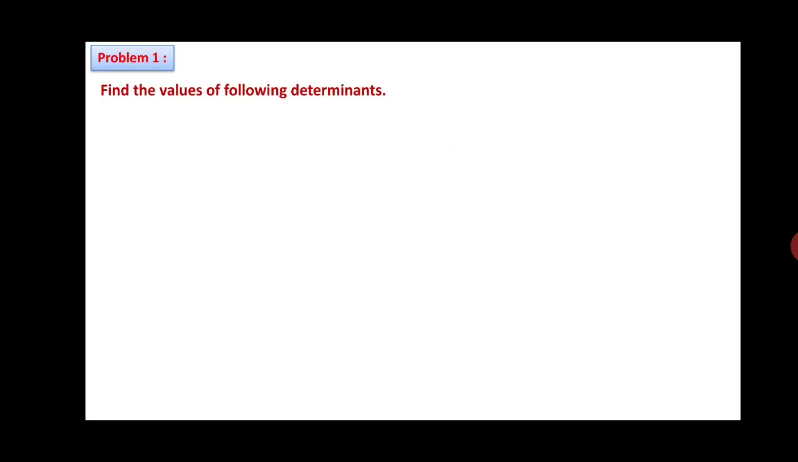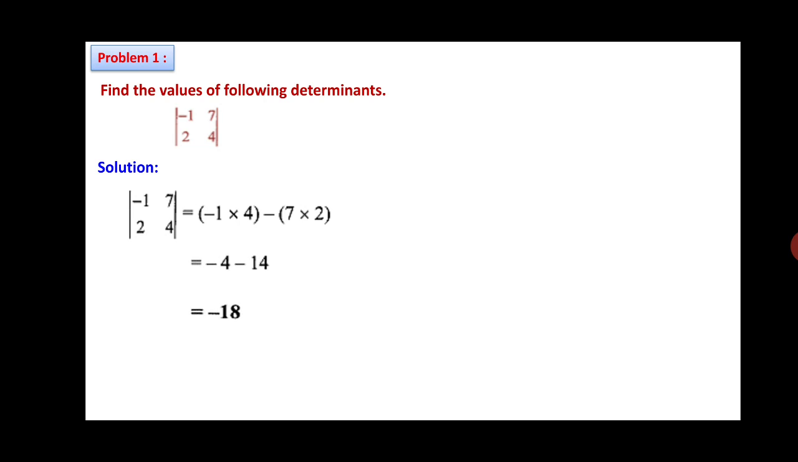Number 1, find the values of the following determinants. The first is -1, 2, 7, 4. We are reading column wise. First column -1, 2, second is 7, 4. Here we'll get -1 into 4 minus 7 into 2, the first product is first column first term and second column second term. So it will be -4 minus 14, that will be -18. In short, the value of the given determinant is -18.